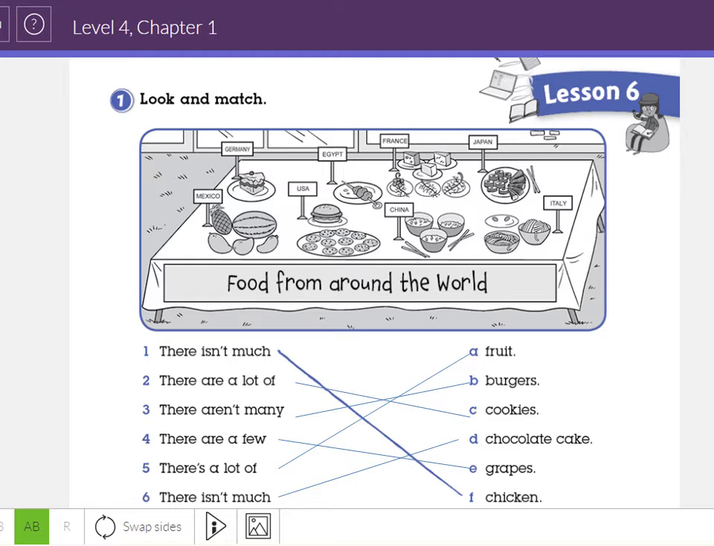And then number 4, there are a few blank. Look at the picture. Which one is suitable with this answer? So the answer is there are a few grapes on the table. Number 5. There's a lot of blank. A lot of. So look at the picture. There's a lot of fruit on the table.